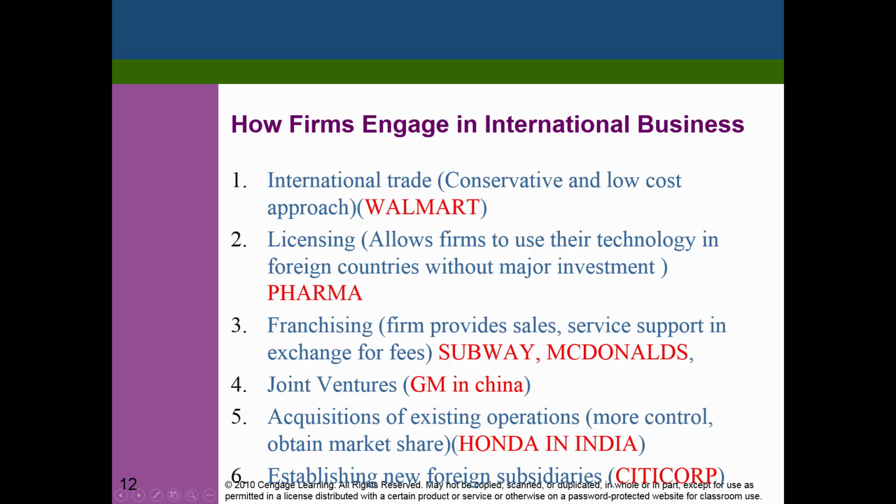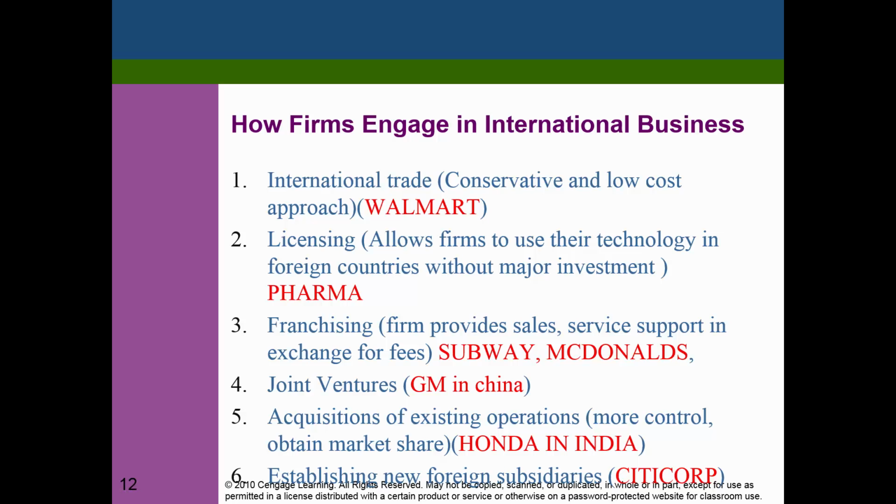Now, when you look at how firms engage in international business, usually what you find is that initially they do international trade, and basically they either export their products to outside countries or they import their products from outside countries. Now, why do they do that? The main reason is that it is a lower cost way, and it's also a conservative way. So they have lower initial investment, and they also tend to be more conservative. Basically what that means is that if things don't work out, they can immediately close their business because they did not have any big investments. So one example is Walmart. Walmart imports a lot of products from China and other countries, and most of the time they do it through international trade.